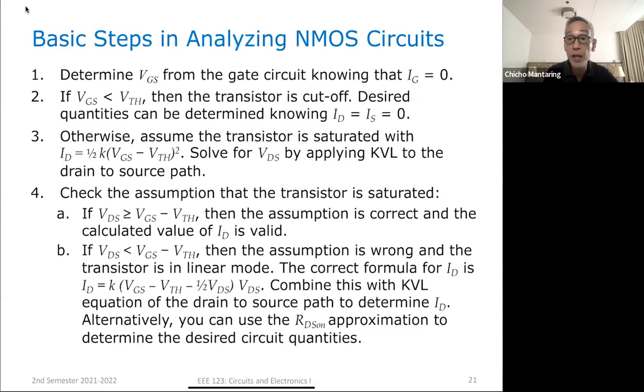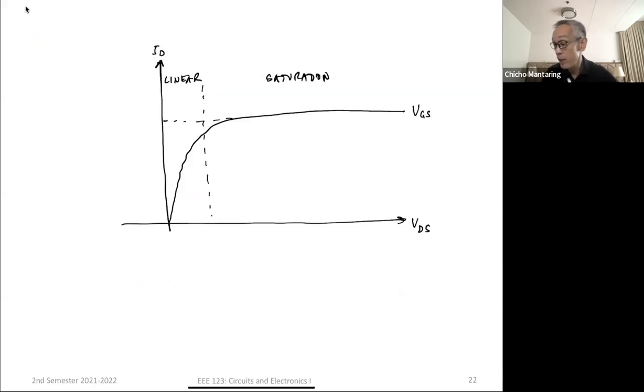And then we have to check our assumption. So how do we check? The transition from linear to saturation happens at VDS sat, and this is equal to VGS minus VTH. If VDS is less than that, then that's linear. If VDS is greater than that, then that is saturation.